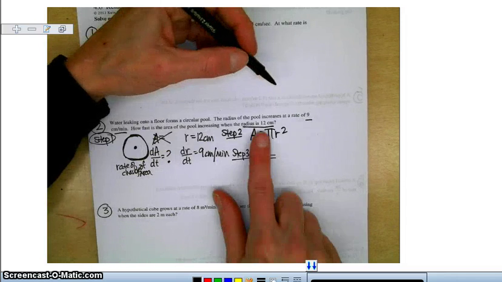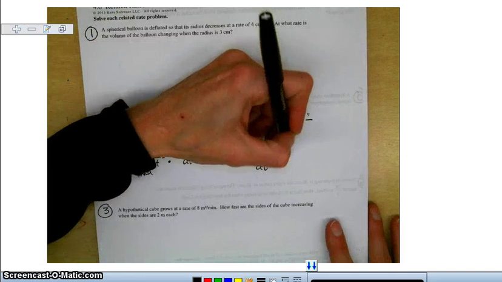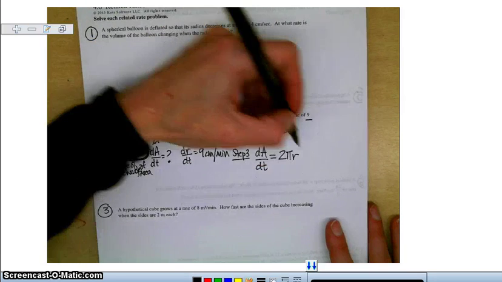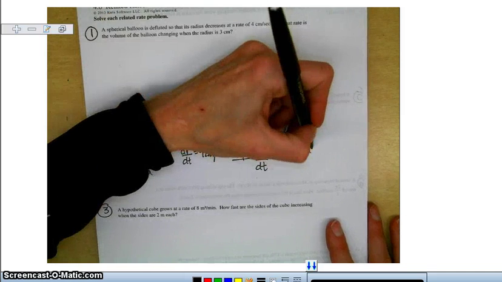Equals, what's the derivative of pi r squared? Power rule. 2 pi r. But I took the derivative of r, so times dr over dt.